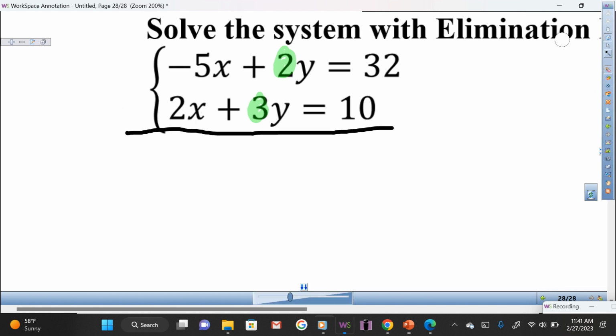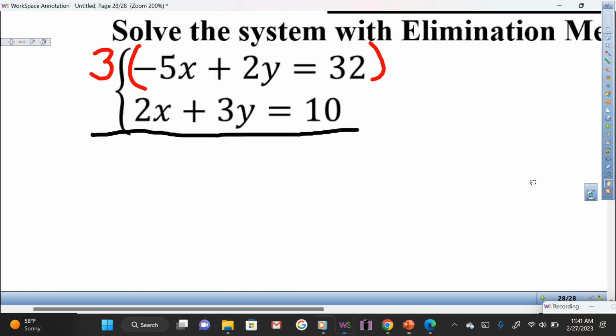So here's the million-dollar question. Which variable do you want to eliminate? Let's ask, how about Alyssa? Which one do you want to eliminate? Y. She wants to eliminate y. So what do we multiply the top one by, guys? Remember, they need to be the same number here, which is 3 times 2 is 6. So this needs to be a 6, so we multiply times 3. All right? So we write it to the side over here.